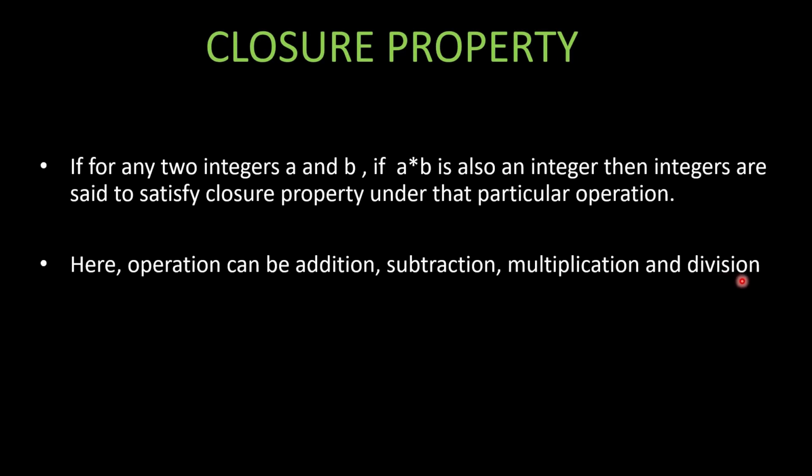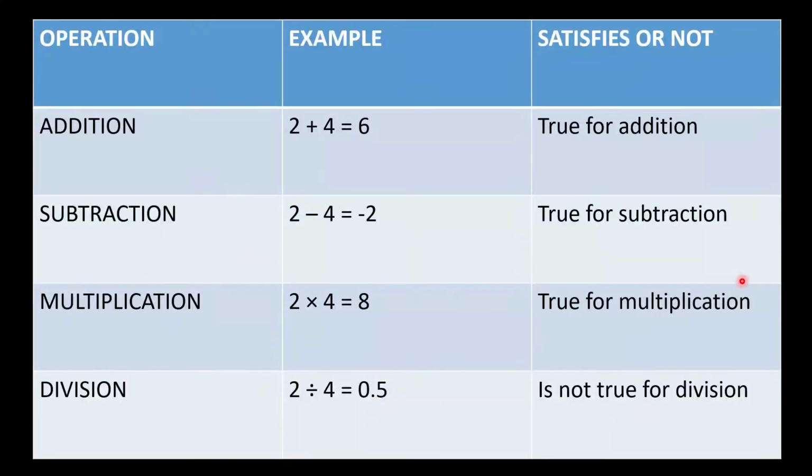Okay, so let's try to understand better with the help of examples. See, here I have taken 2 integers, 2 and 4. The addition is 6, so this property is true for addition. Similarly, 2 minus 4 is equal to minus 2. Minus 2 is also an integer, so this property is true for subtraction as well. Then 2 4s are 8. 8 is also an integer, that means this property is true for multiplication.